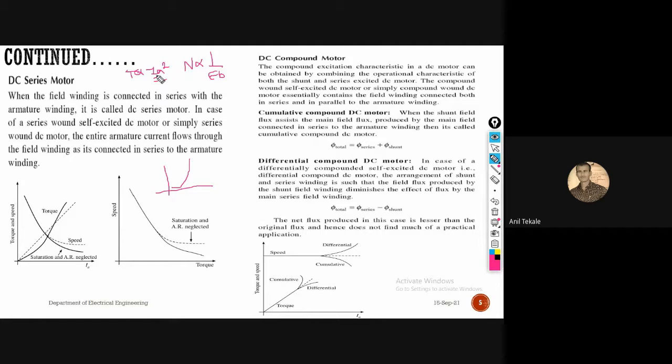Then next we can see the speed and back EMF. As we know, EB is proportional to phi times speed, so speed is inversely proportional to phi, and N is inversely proportional to the flux.